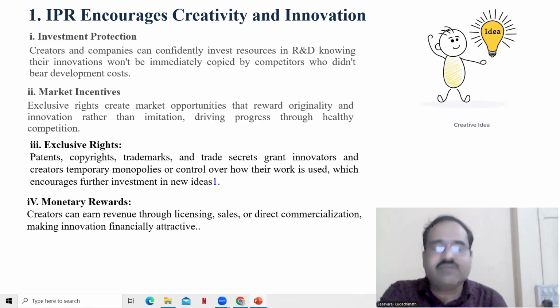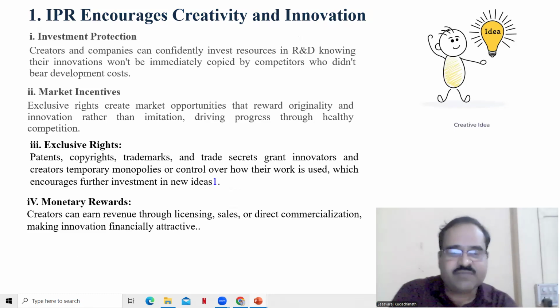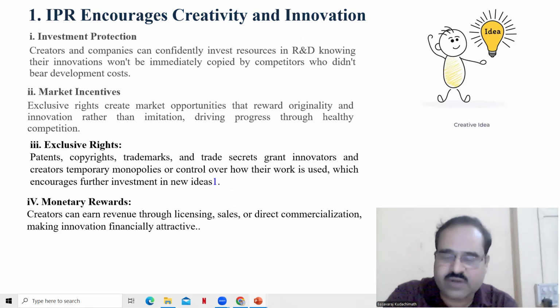Then monetary rewards, all kinds of monetary rewards, come from the sales or commercialization of their innovations and making innovations financially attractive. All these benefits can be reaped just by using their ideas and thoughts which are patented and registered. So it will protect them in the market. That is the monopoly rewards and all that.